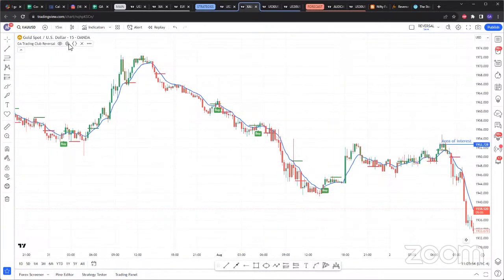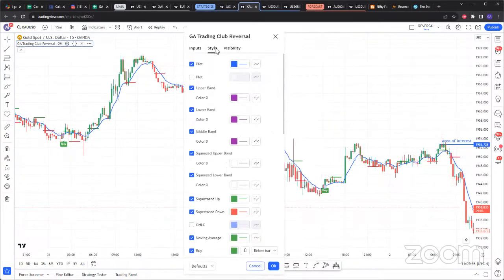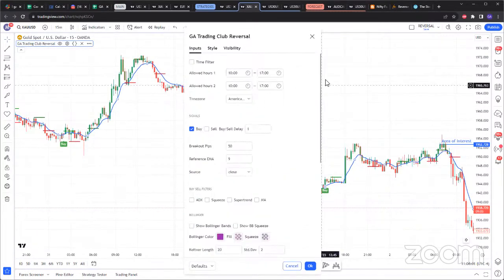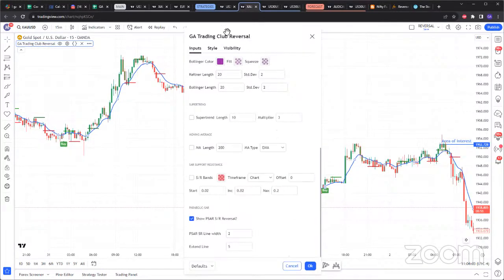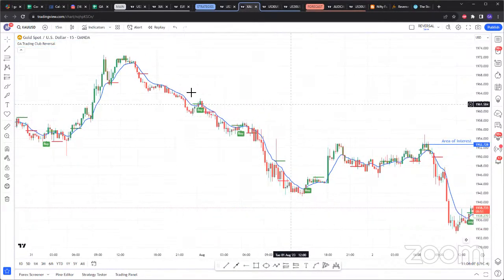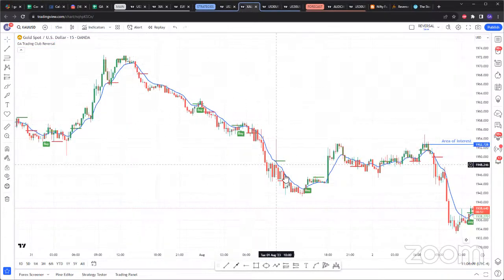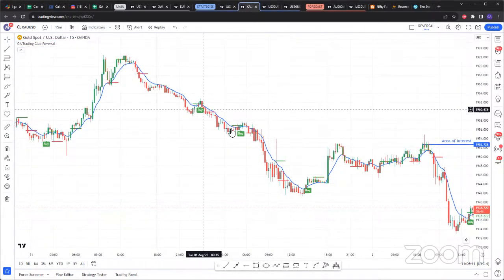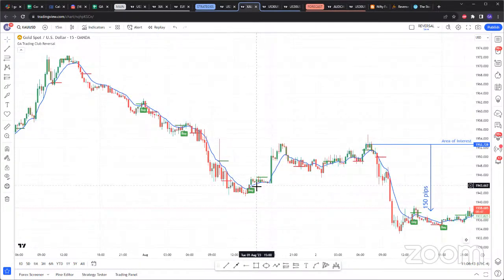Keep in mind also on the new indicators, they have the bar color option. This bar color will also be helpful on the reversal strategy, because it will literally color the bars to show you a reversal. So you can clearly see here, this is a nice downtrend, even without looking at it. So this buy right here was a perfect buy for gold.